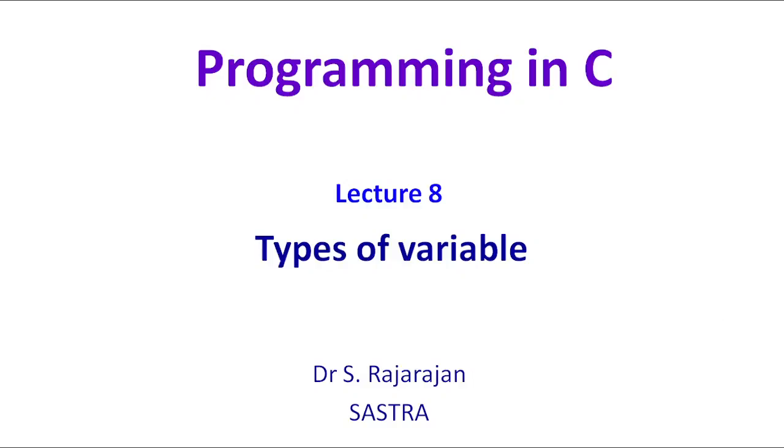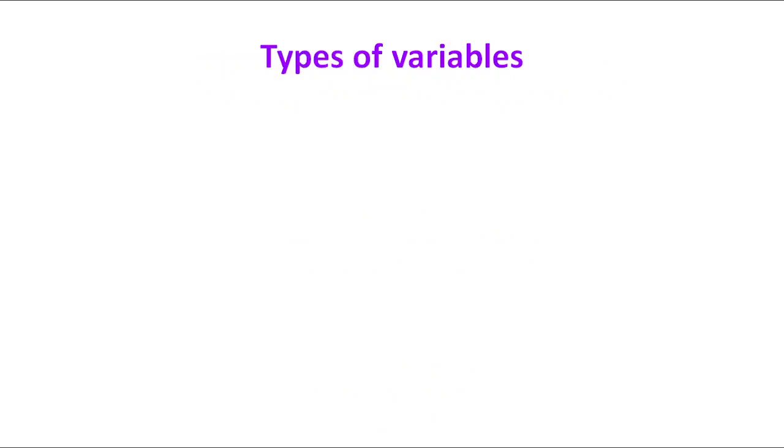In the last lecture, I introduced the concept of variables. In this lecture, I will discuss the types of variables. We have seen that we can declare variables of different data types. Besides the data types, variables can be categorized into two types based on their place of declaration.